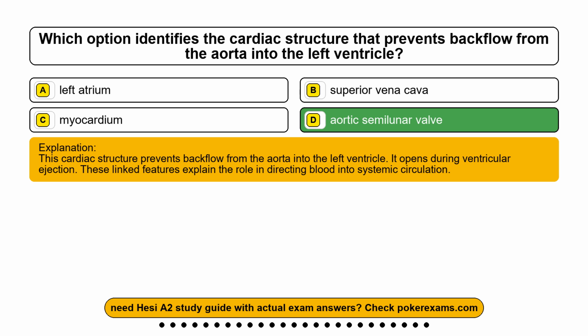This cardiac structure prevents backflow from the aorta into the left ventricle. It opens during ventricular ejection. These linked features explain the role in directing blood into systemic circulation.